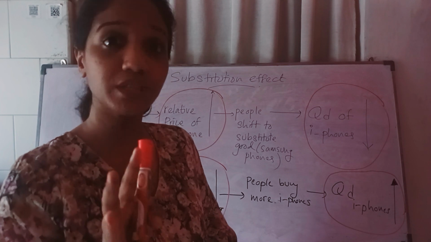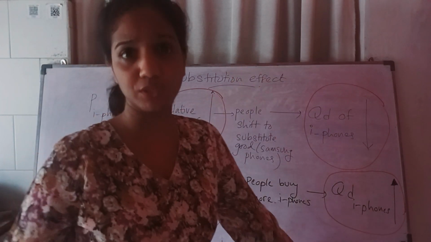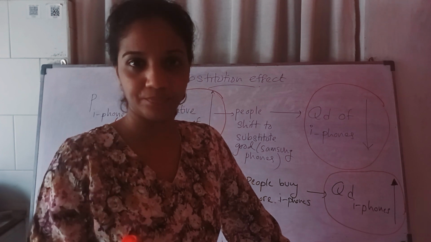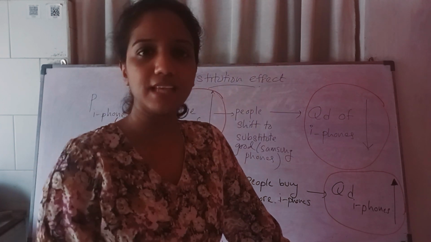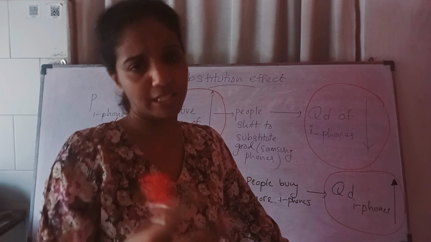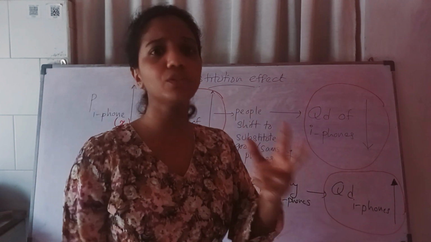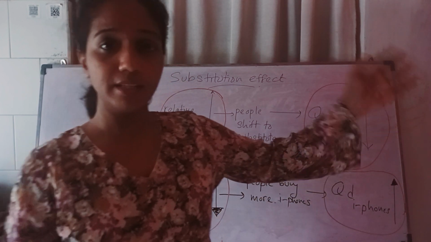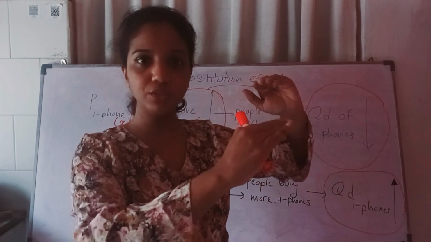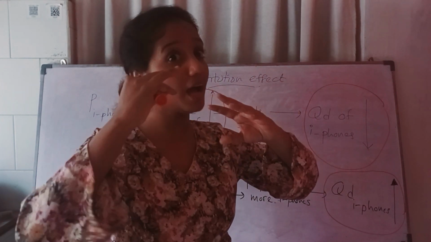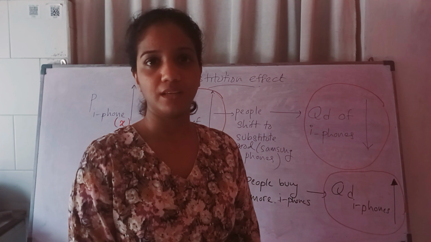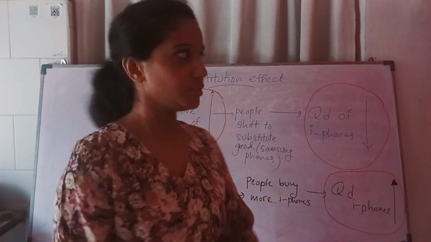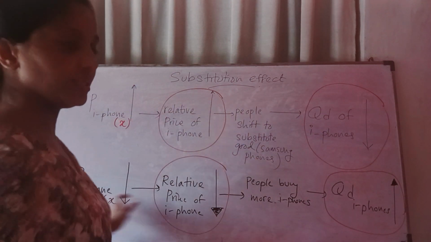So you all have to remember, when we talk about substitution effect, only the price of the concerned good changes. All other factors affecting demand are held constant, including the price of the substitute good also. Which means, according to our example, the price of Samsung phones also remains constant. Only the price of iPhones changes. That is a very, very important part you all have to remember. Right? So this is what we call substitution effect.